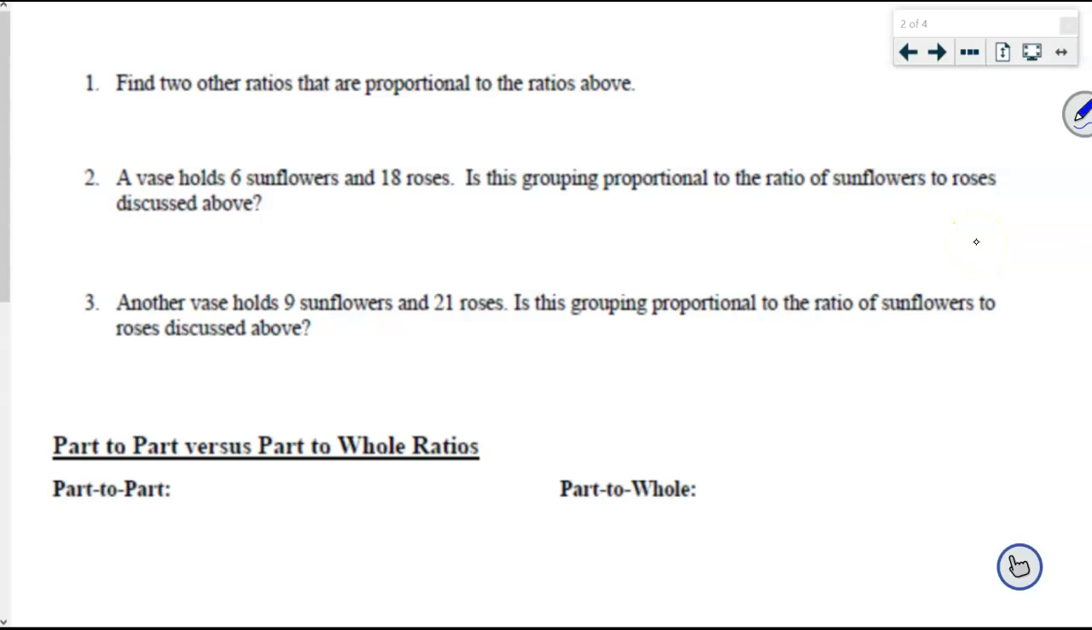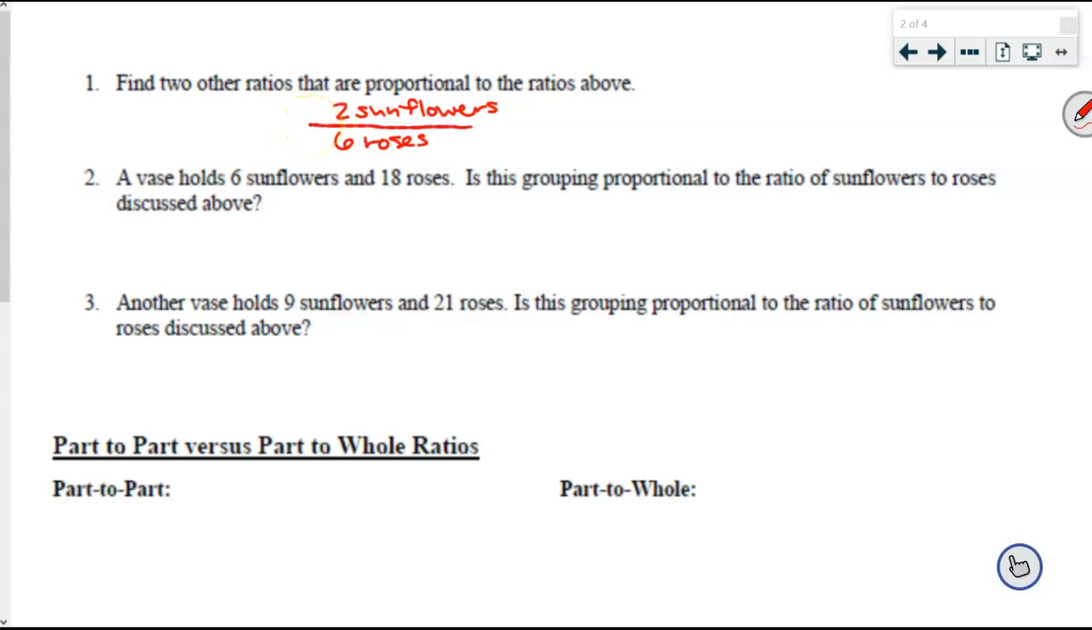It says, find two other ratios that are proportional to the ones above. For me, it's on a different slide. For you, it's on a different page, but you know what I'm talking about when I say above, right? So let's review. We had 2 sunflowers, 2, I already forgot, 6 roses.